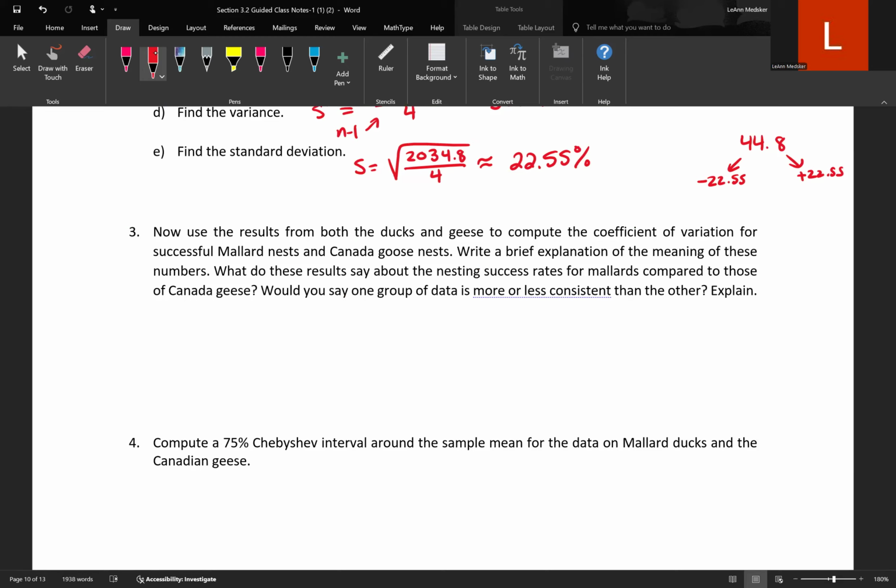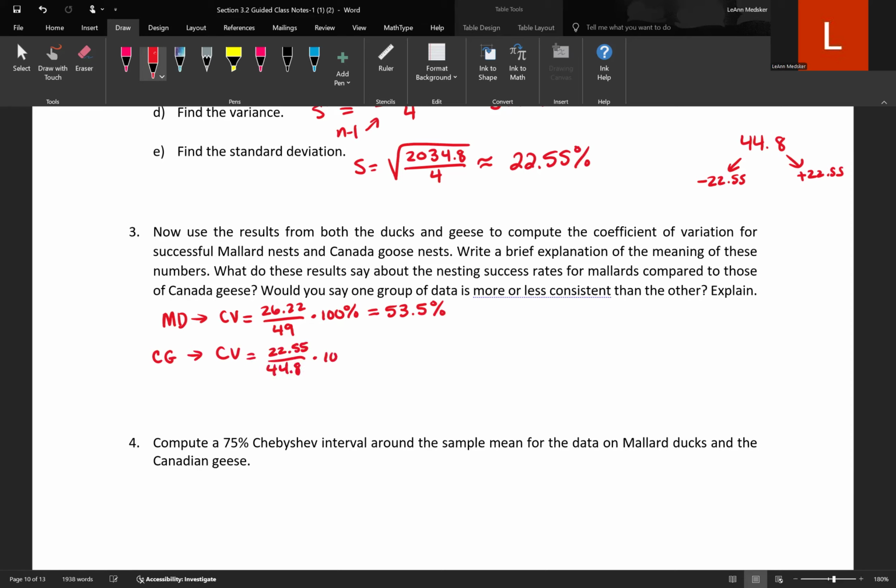Okay, so we're going to write this out. We're going to do the one for the mallard duck. When you're doing the coefficient of variation, you take your standard deviation for that group, which for this one was 26.22, and you divide it by the mean, which was 49. So this is for the ducks. And then we times that by 100%. That ended up being about 53.5%.